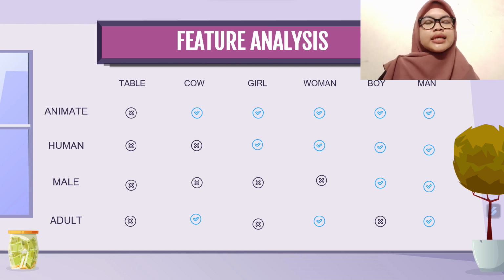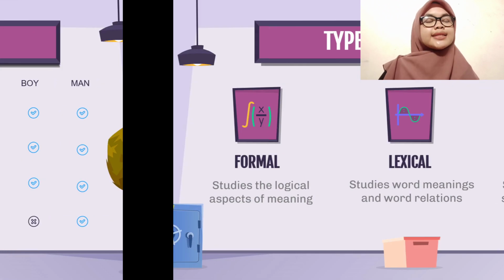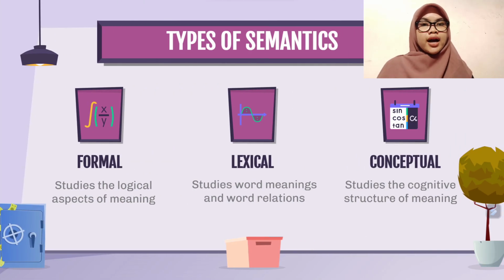Then here we can see the word cow against two check marks. Cow is animate and adult. So the example goes on. Okay, now let's move on to the types of semantics. Well, there are three types of semantics, which are formal, lexical, and conceptual.